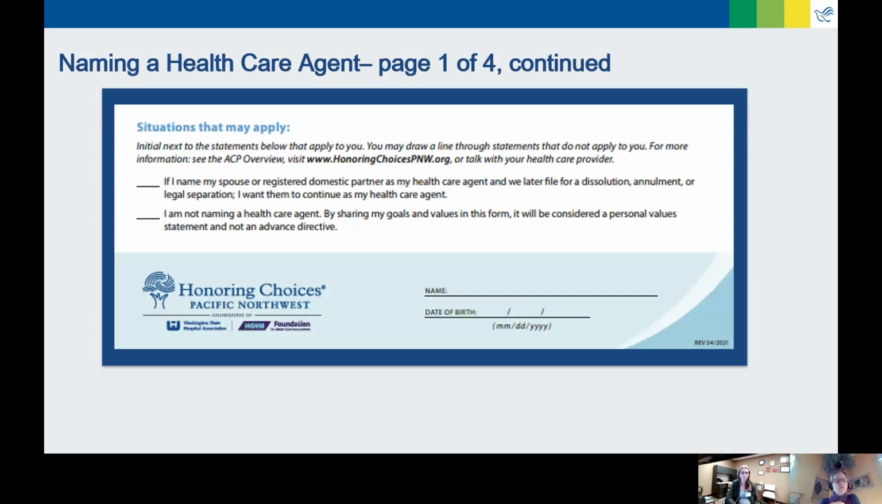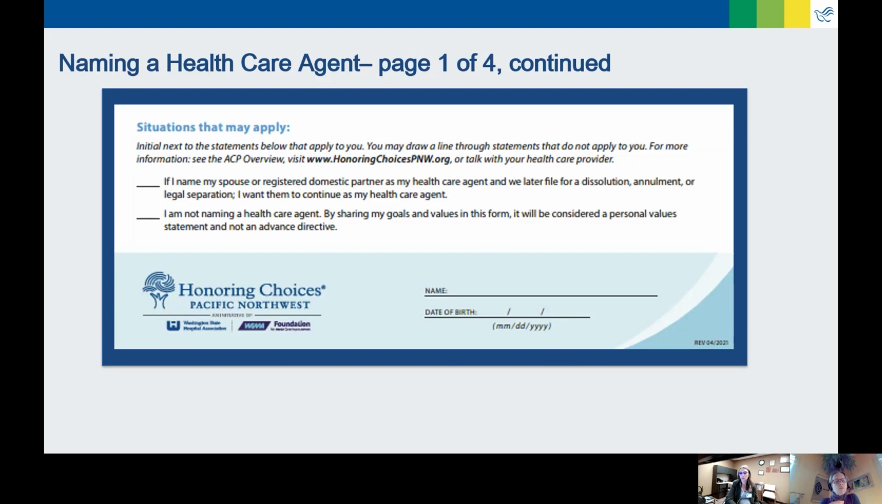They're down underneath where it gives the spaces to name your people. There's a couple of particular situations where if either of these apply to you, then you would want to put your initial next to them. So the first would be if I name my spouse or registered domestic partner as my healthcare agent and we later file for dissolution, annulment, or legal separation, I would want them to continue as my healthcare agent. Again, this is a particular situation that we run into sometimes where people are choosing to separate finances to be able to access certain services.